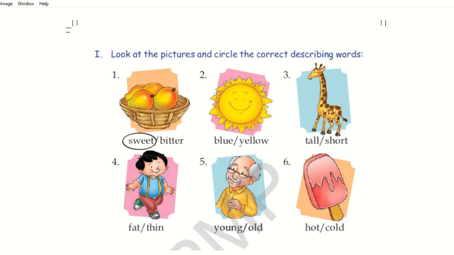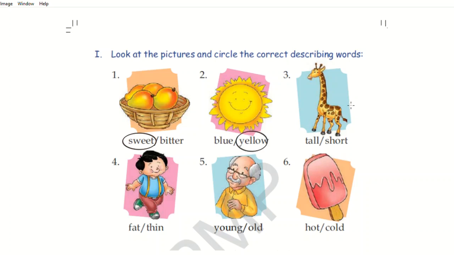Now look at the second picture. It is a picture of a sun and the options given are blue or yellow. Children, the correct describing word for this picture is yellow. So encircle the word yellow.